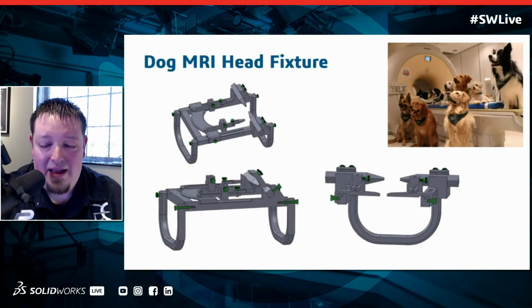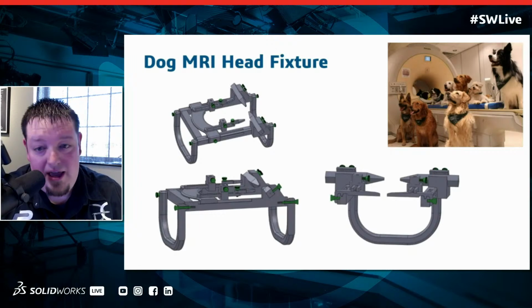So everything has to be plastic inside that magnetic field. One of our customers came to us and said, we have this surgical brace that we really like for working on animals when they come in, but it's titanium. We can't put it in an MRI machine. And so they said, could you make us a plastic version of this? And so we said, yeah, absolutely.